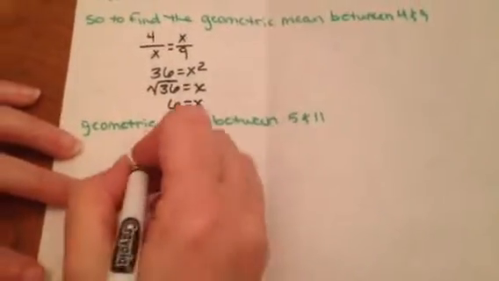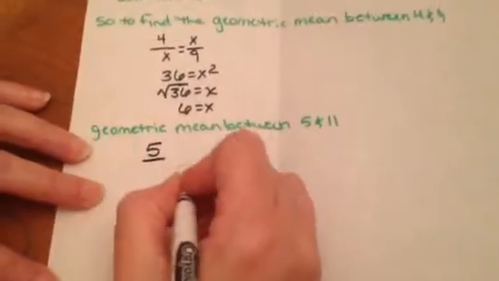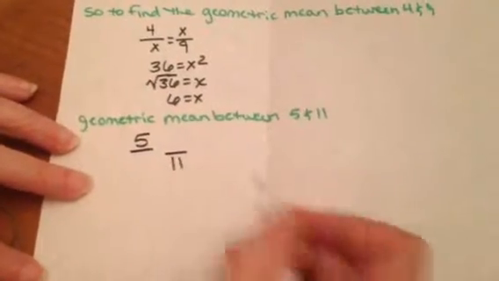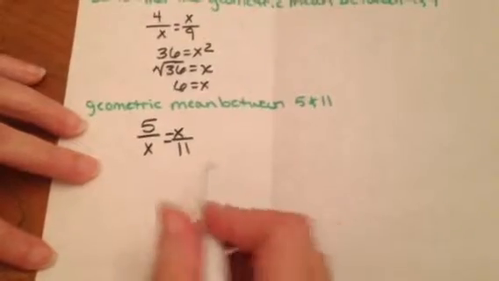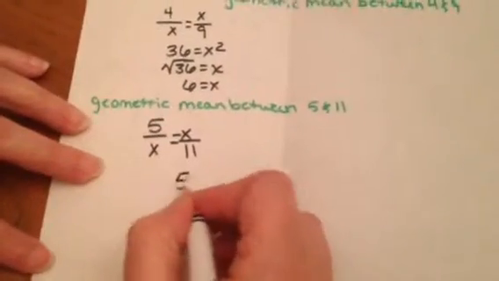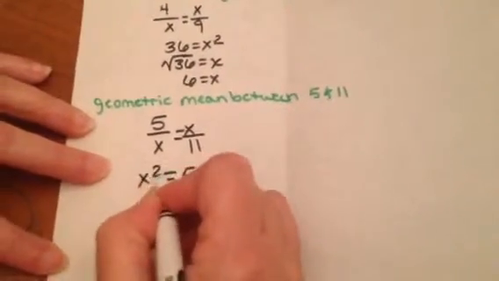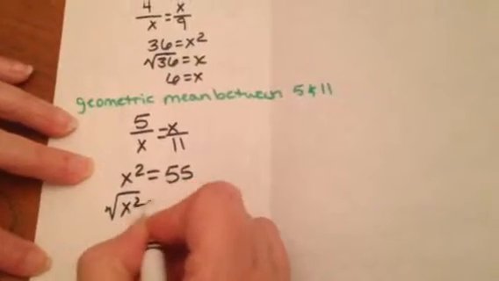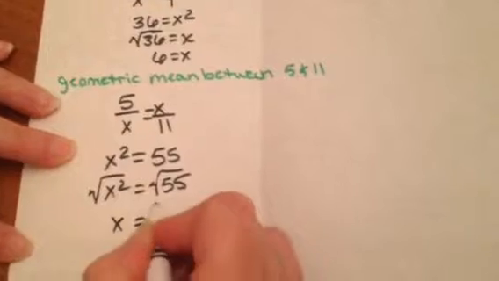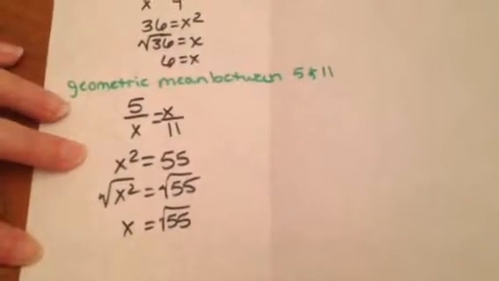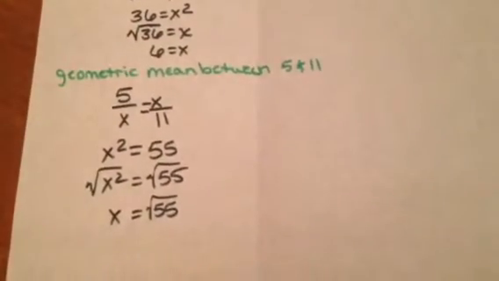Let's try another one. The geometric mean between 5 and 11. Since it's a geometric mean, these pieces are both the same. 5 times 11 is 55. Square root of x squared equals the square root of 55. We don't know what the square root of 55 is, so we just leave it like that. All right, assignment time.